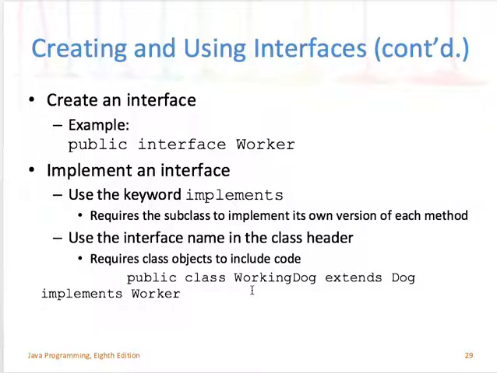To implement an interface, use the keyword implements. You're not going to use extends. You're going to use implements. It requires a subclass to implement its own version of each method. Use the interface name in the class header.